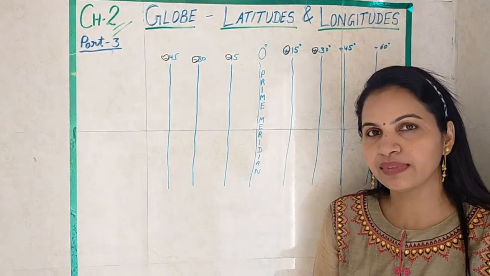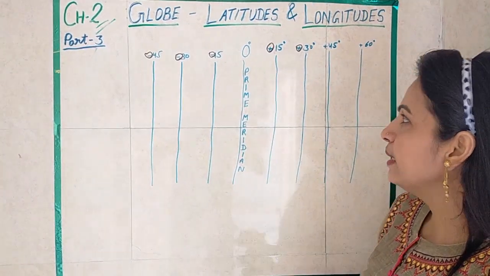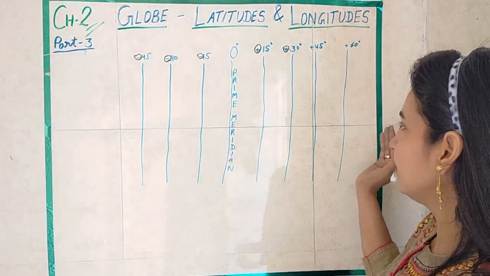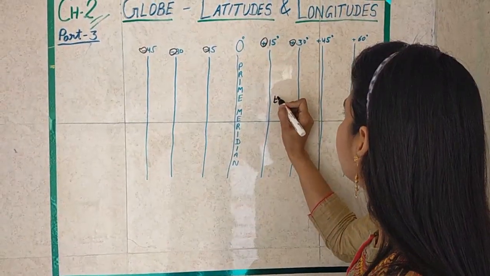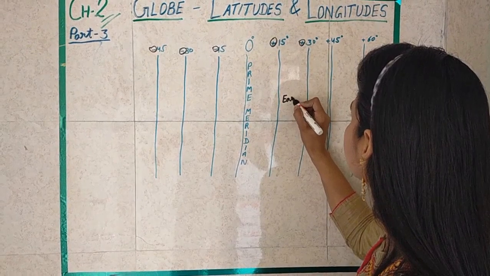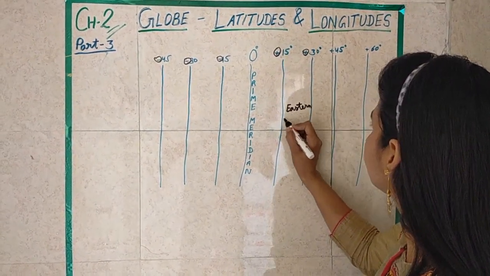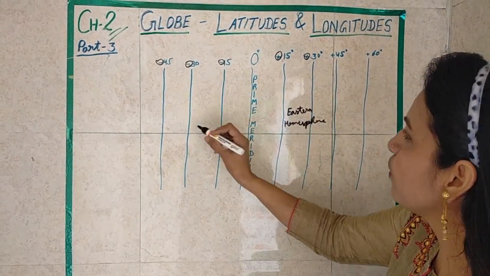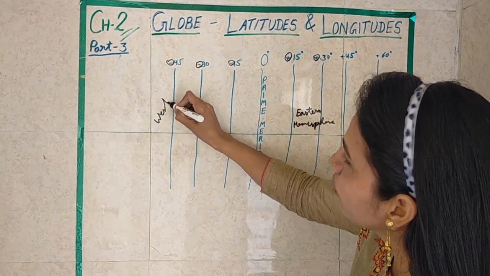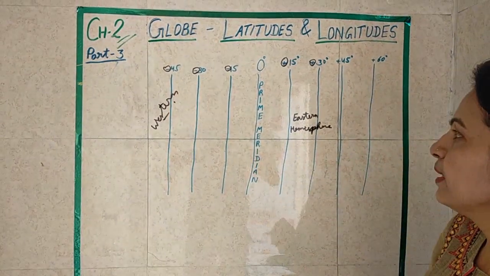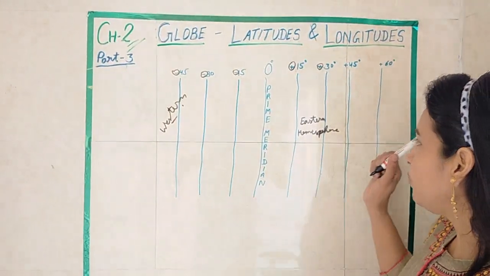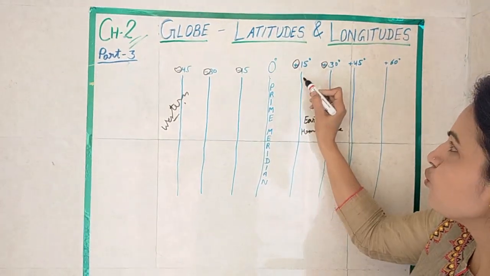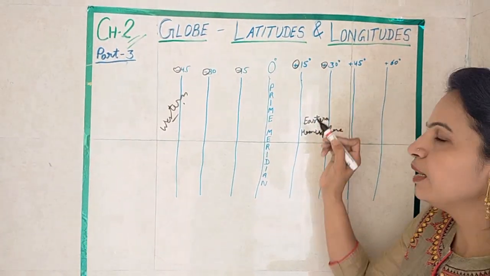Why is it so? It is very clear, because the prime meridian divides the globe into two parts. This part is known as the Eastern Hemisphere and that part is known as the Western Hemisphere.